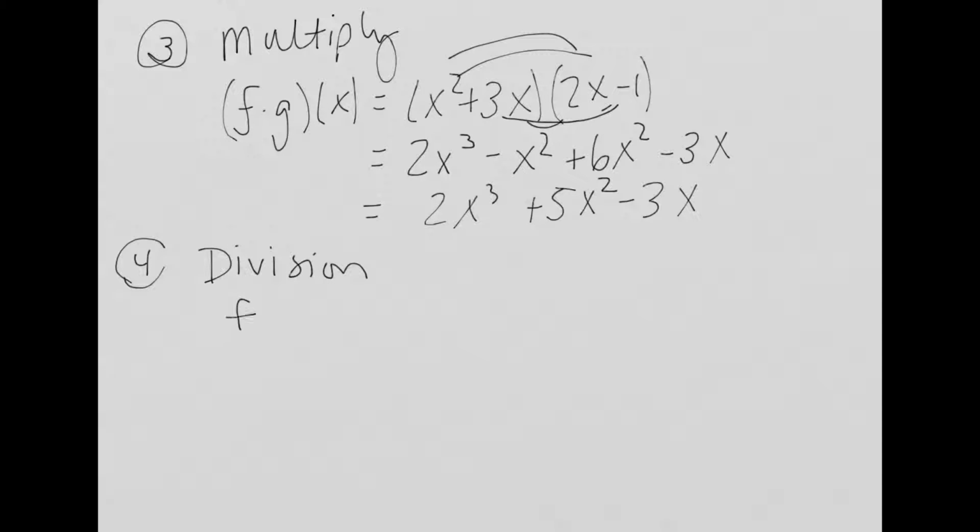So for division, the notation there is f over g of x. For our example, x squared plus 3x divided by 2x minus 1. So all we're doing is taking the functions, adding them, subtracting them, multiplying, or dividing them. And the more important part is going to be the notation.